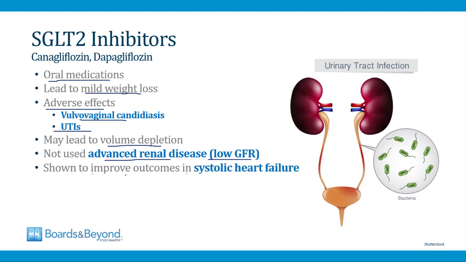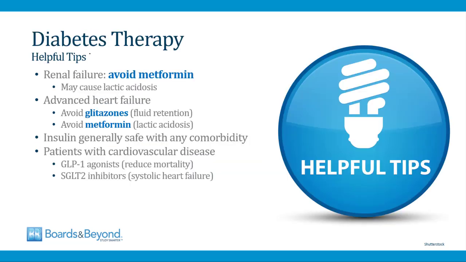And then lastly, a super high yield thing to know for your boards about the SGLT2 inhibitors is that they've been shown in large clinical studies to improve outcomes in patients with systolic heart failure. In the cardiology section, I talk about how we treat systolic heart failure with drugs like beta blockers and ACE inhibitors. Well, there are new studies showing that if you add an SGLT2 inhibitor to the regimen for patients with systolic heart failure, you also improve outcomes. You make it less likely the heart failure will progress and less likely the patient will be hospitalized for heart failure.